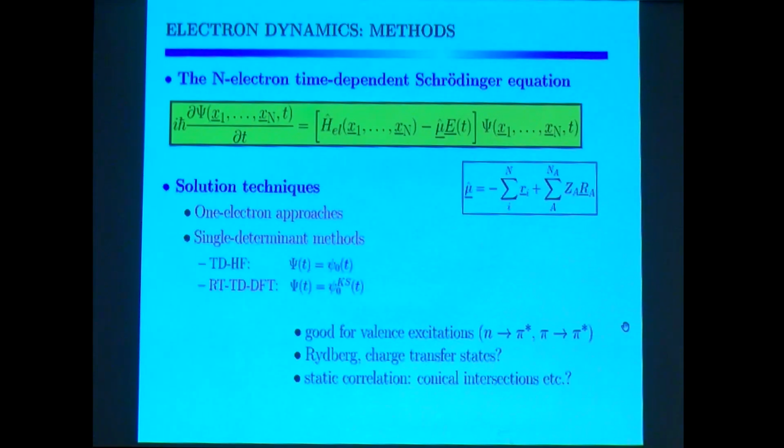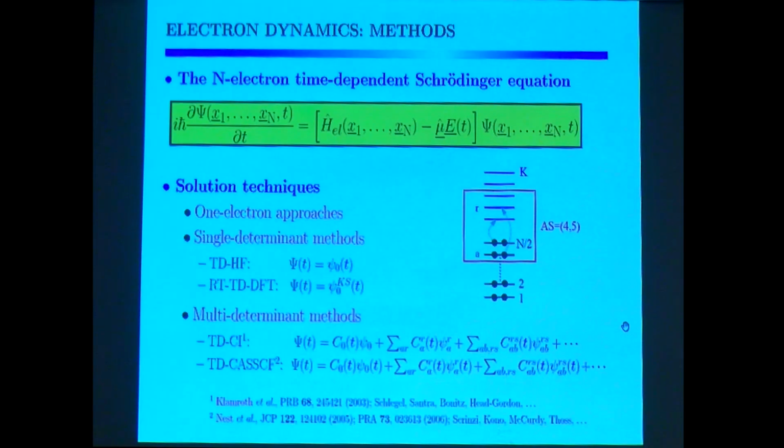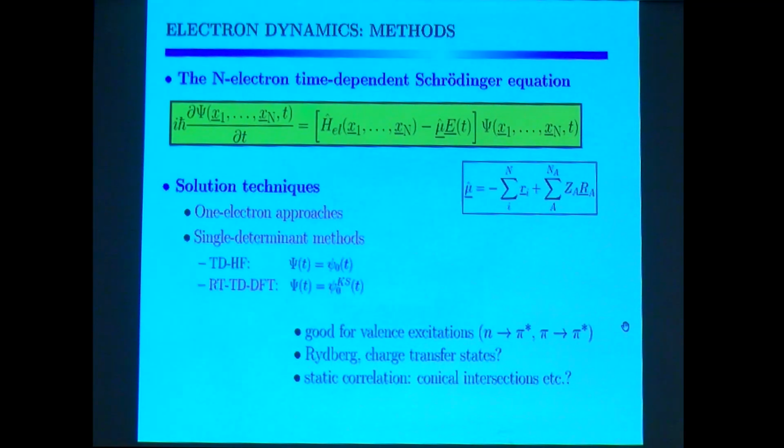Nowadays, most people would do what is called real-time time-dependent DFT. But there are other approaches as well. So, for instance, one electron approaches where one electron moves in an effective field of the molecule. Then the next stage would be the single determinant methods. And among these are the just mentioned real-time time-dependent DFT methods. You could also do time-dependent Hartree-Fock with this.